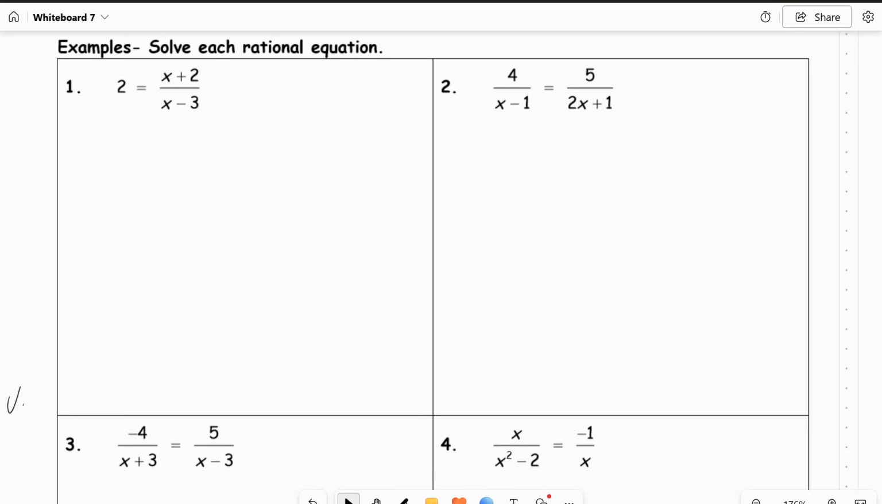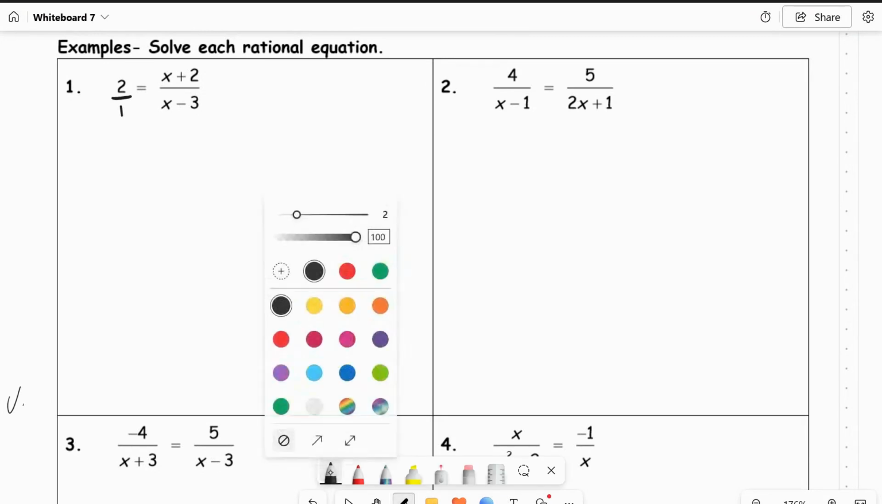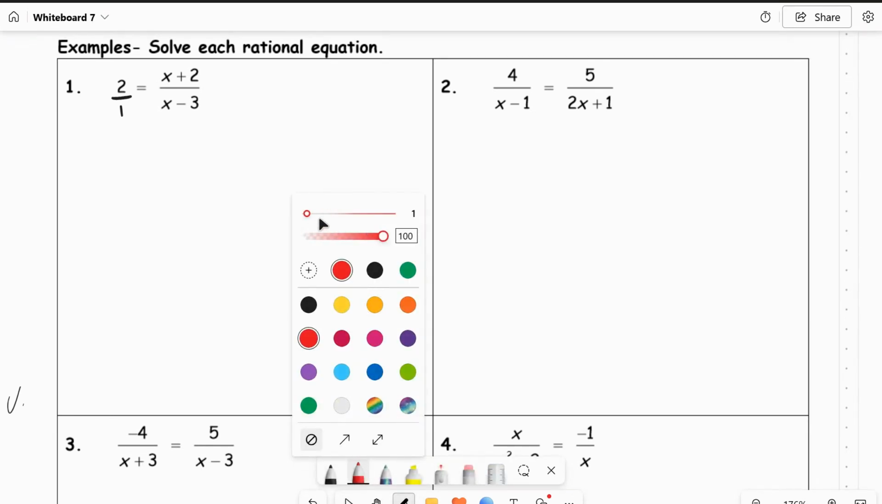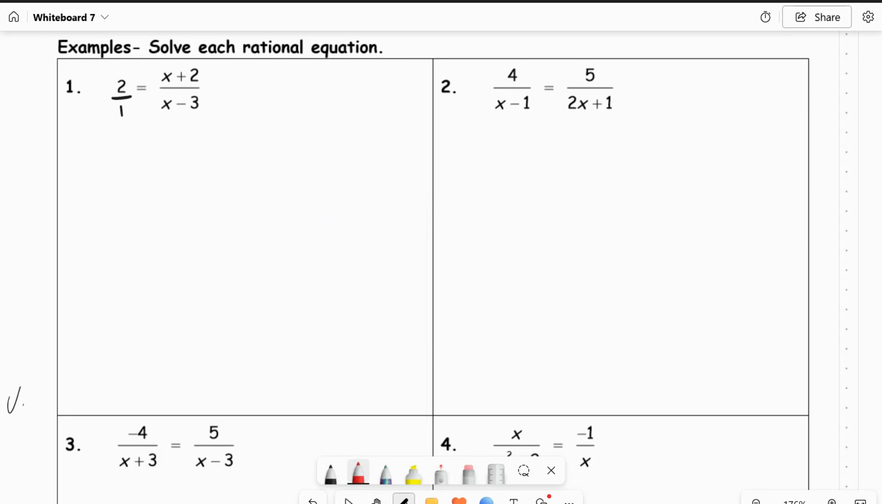So taking a look here, I've got 2 equals x plus 2 over x minus 1. The first thing that I would do here is make 2 a fraction. So I'd rewrite 2 as 2 over 1. Now that I've got 2 over 1, I would go ahead and cross multiply.